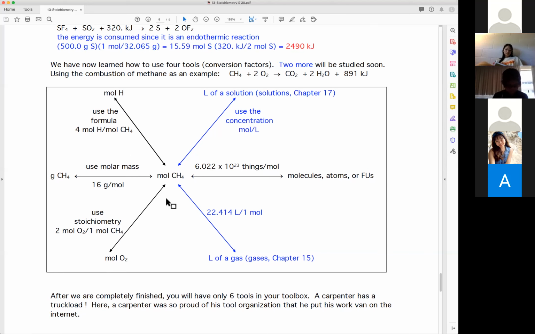And just to show you where it ends, this one we'll get from chapter 15. It's not a very important one. And this one we'll get from chapter 17. It's extremely important. And that's it. So for the fourth and fifth exams, this is all you got. That's six tools in your toolbox. That's it.